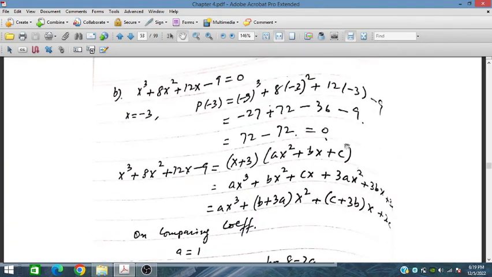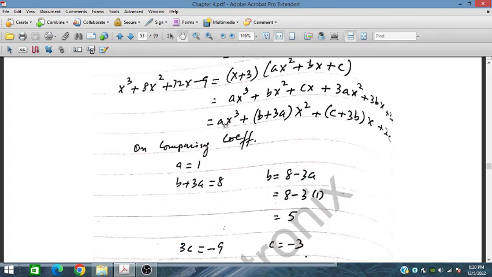Here we have x cube plus 8x square plus 12x minus 9 is equal to 0. By inspection or hit and trial, because of the minus 9, we can see that plus or minus 3 is one of the roots. So we just tried this one, and we have obtained the 0 remainder. So x is equal to minus 3 is a solution. So x plus 3 is one of the factors, and this is x square plus bx plus c. By comparing coefficients we can obtain a, b, c.